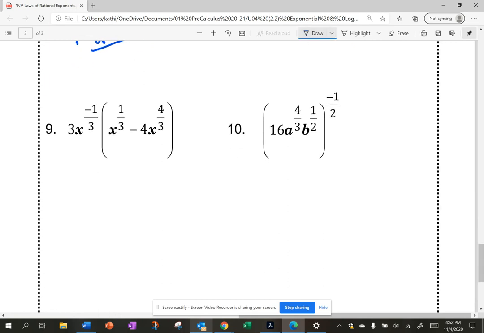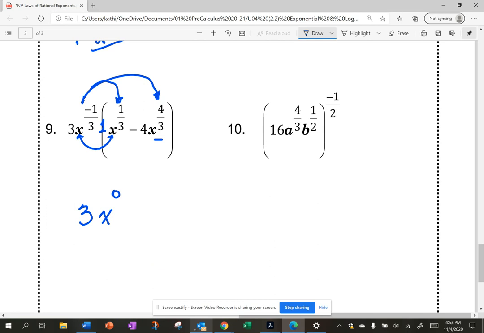Okay, I have a term on the outside of some parentheses, so I need to distribute this to the two terms on the insides of the parentheses. So I'm going to multiply coefficient times coefficient. So 3 times 1 is 3. And my bases are the same at x. So when I multiply two bases that are the same, I add the exponents. So negative 1/3 plus positive 1/3 totals 0.